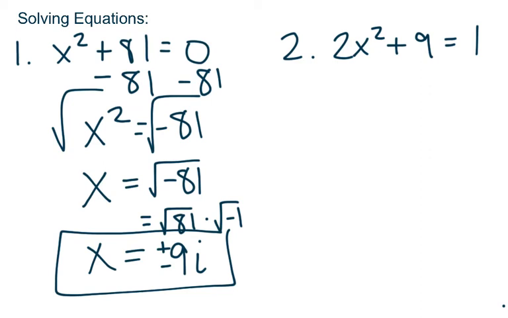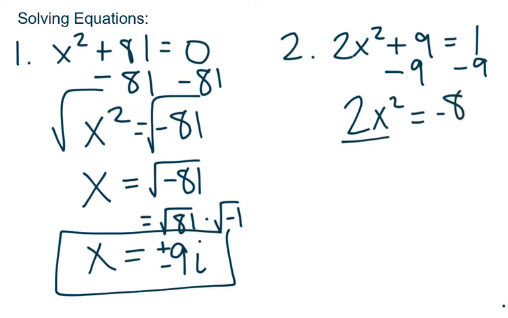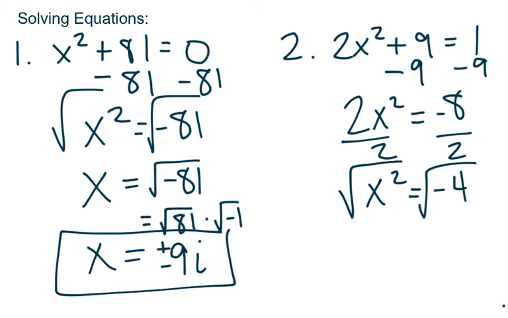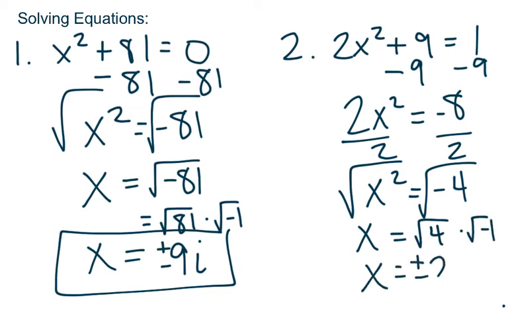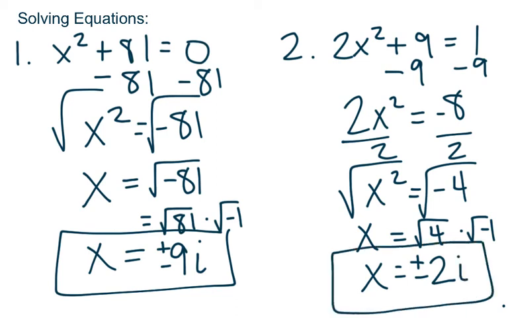Number 2, same thing. I'm going to get rid of the plus 9 first. So 2x squared equals negative 8. Then I'm going to get rid of the 2 by dividing. So x squared equals negative 4. I'm going to get rid of the square by square rooting. So x equals, I'm going to change this to 4 times the square root of negative 1. The square root of 4 is plus or minus 2. The square root of negative 1 is i. My answer is plus or minus 2i.